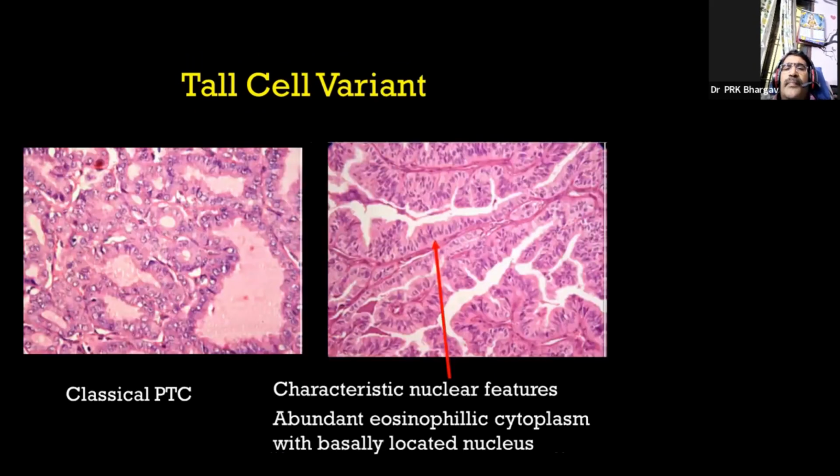Yeah, this one. So here the left side is the classical PTC arranged in a follicular and papillary pattern. Here you can see the characteristic eosinophilic cytoplasm with a basally located nucleus. In an otherwise normal classical variant, the nucleus is usually central in location, but in tall cell it is basal in location because of the tall cell and more cytoplasm. Next.